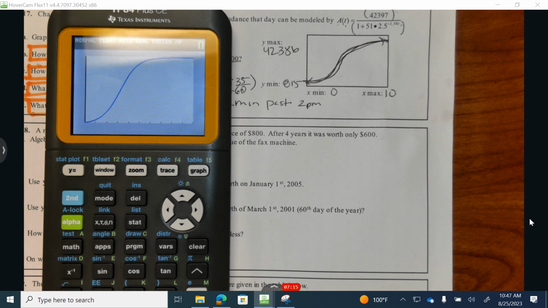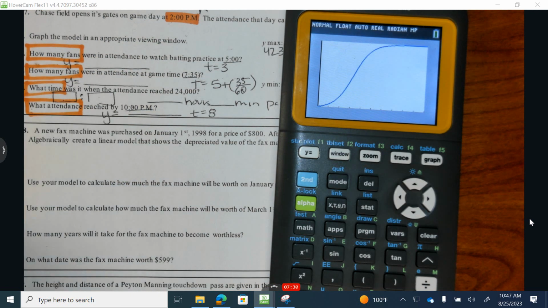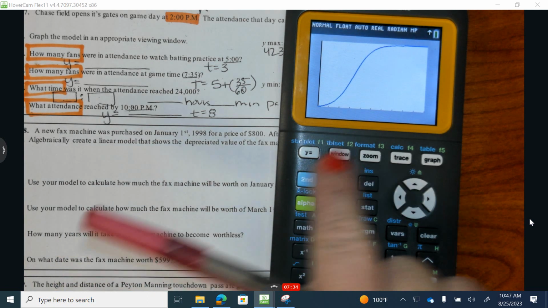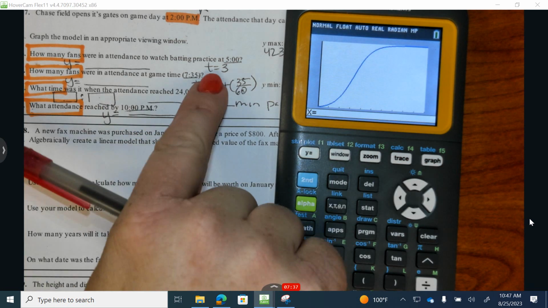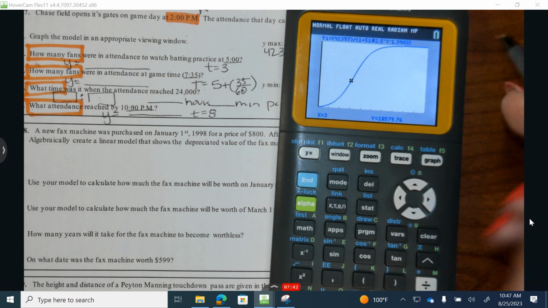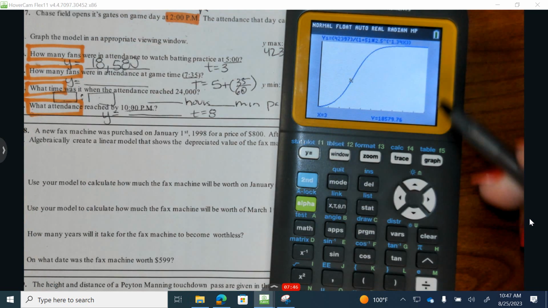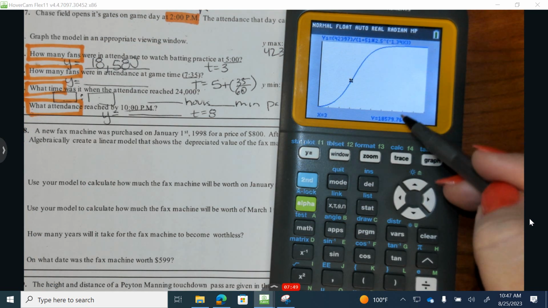Okay, it's time to answer these questions. Part B and Part C, we're going to do the same type of calculator operations. The same type of calculator operations. I'm given a T, which is like an X, and I want to find the corresponding Y. Remember, Y talks about the population or attendance at the event. Second, trace value, typing in 3 for the X, and now I'm going to round this to the nearest whole number. 18,580 when I round it to the nearest whole number.